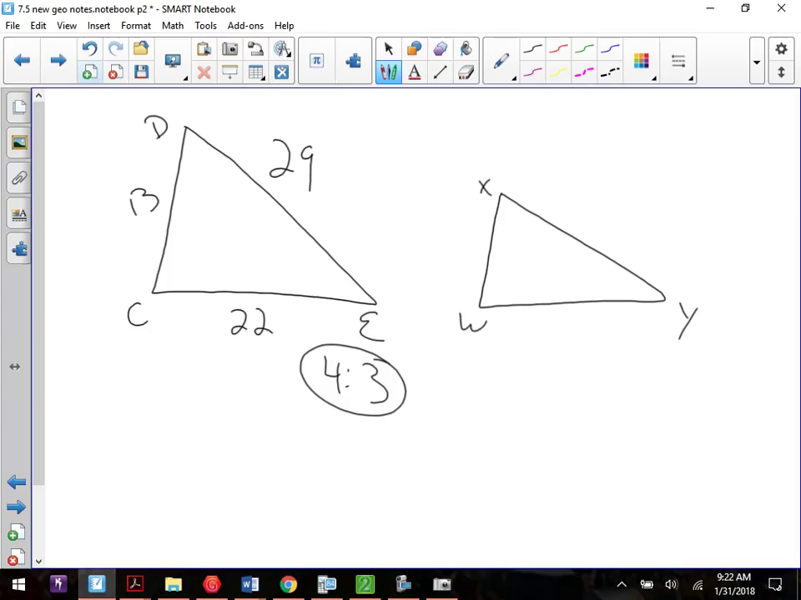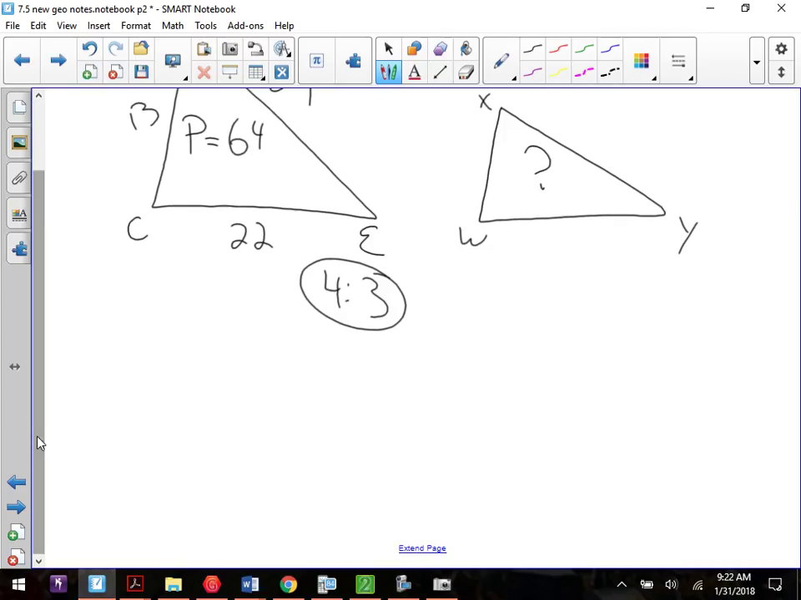So what I do here is figure out the perimeter of the triangle on the left. The perimeter of that's going to be 13, 22, and 29. So it's 45, 64. So the perimeter here is 64, and the perimeter here is, I don't know. So if I use the scale factor going from left to right, instead of writing it as a colon, I can write it as 4 to 3. You okay with that?